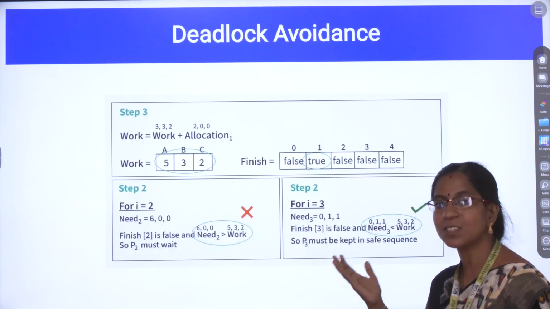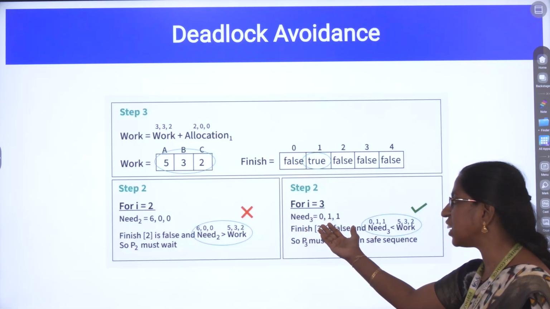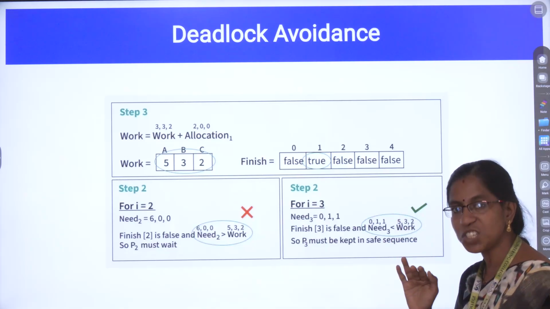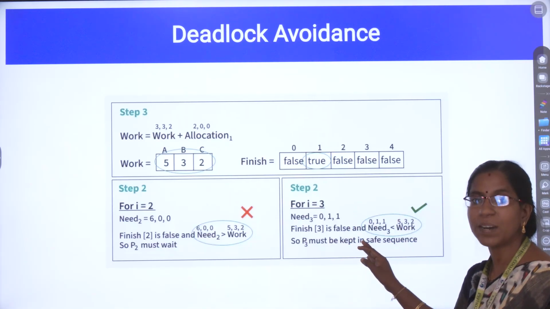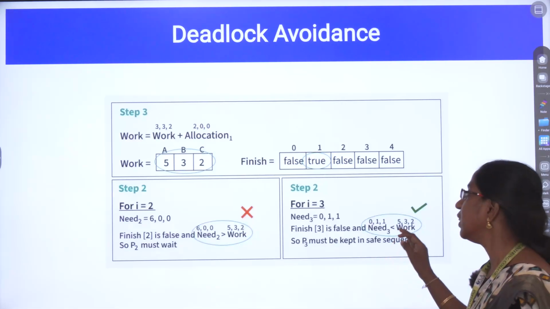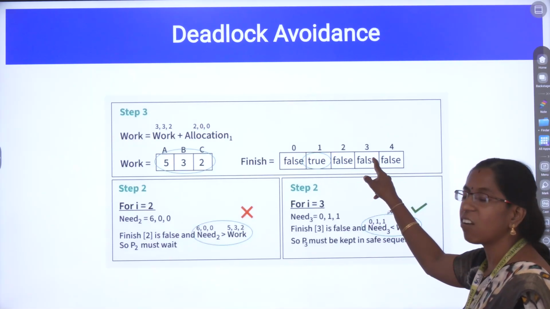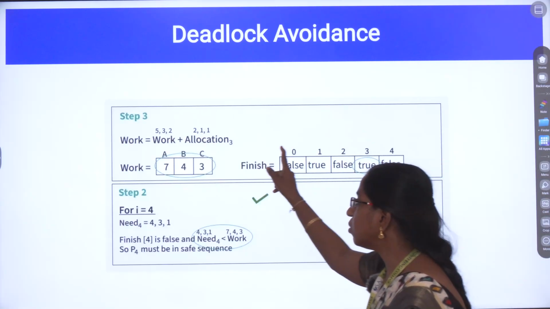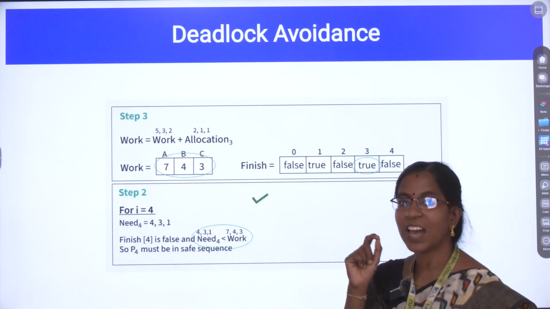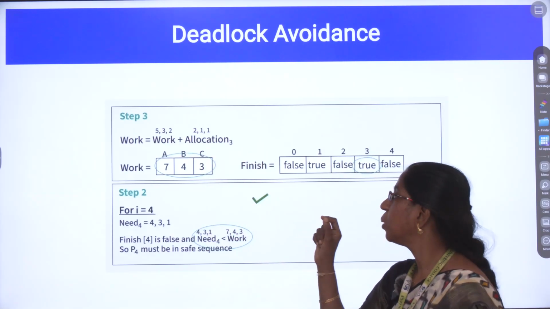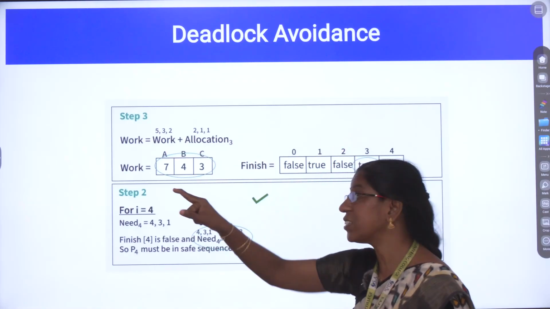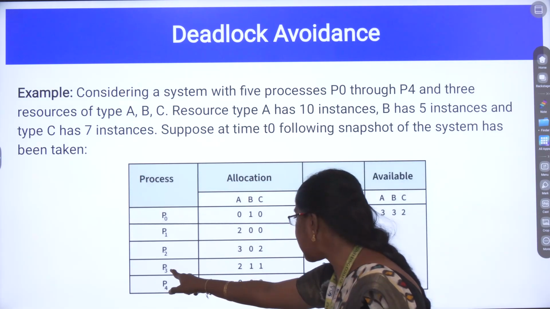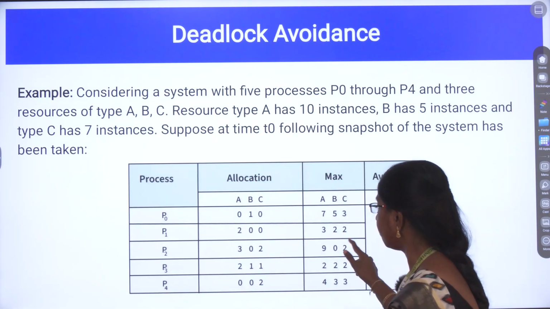i is equal to 3, which is process 3. The need value of process 3 is 0 1 1. So 0 1 1 is less than work, the condition is true. So process 3 must be kept in a safe state. That means finish of 3 should be changed to true. Then we have to get the new work value: the work value was 5 3 2 plus the allocation of process 3. Checking the table, process 3's allocation is 2 1 1.